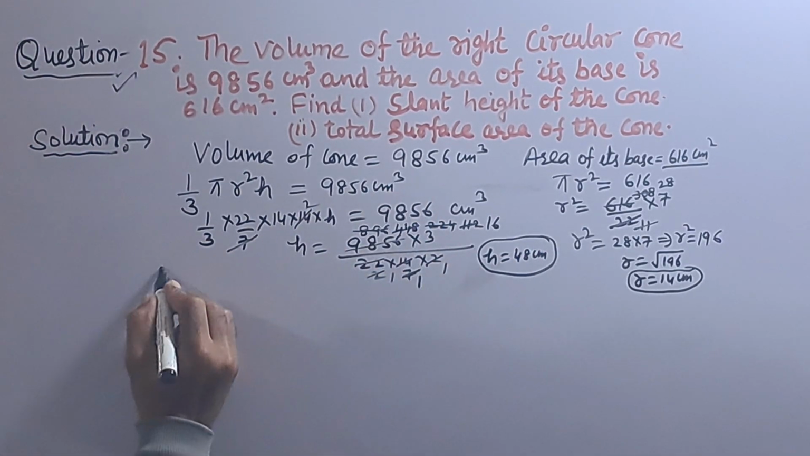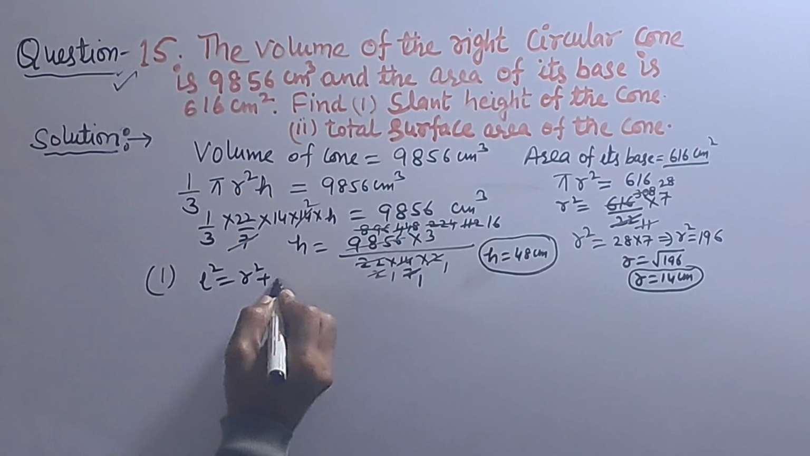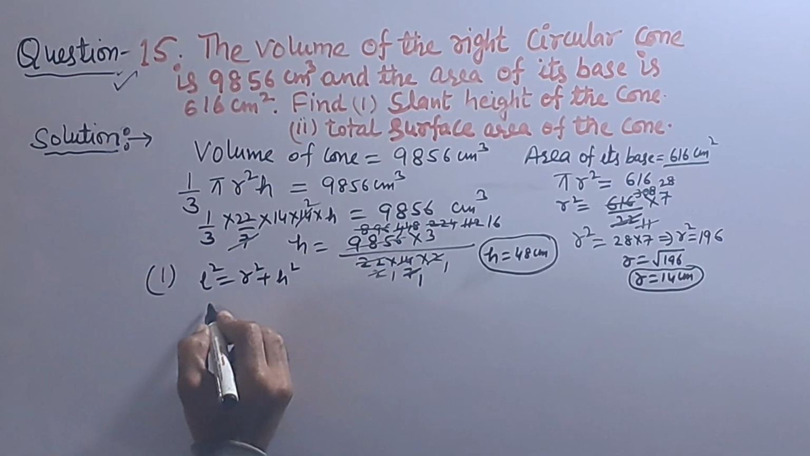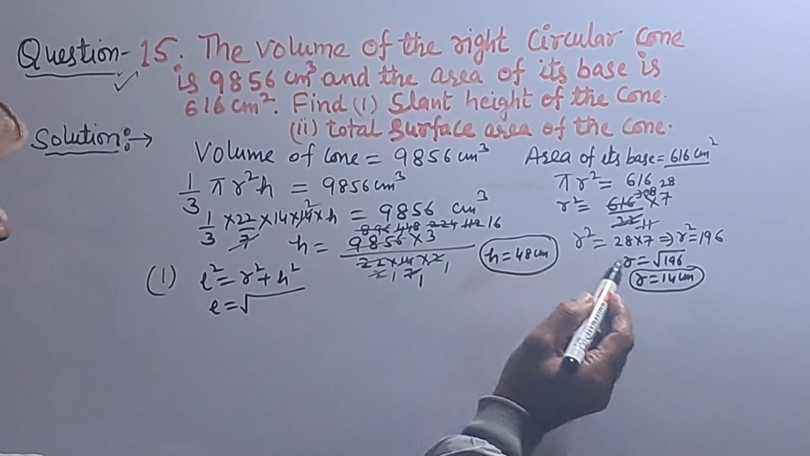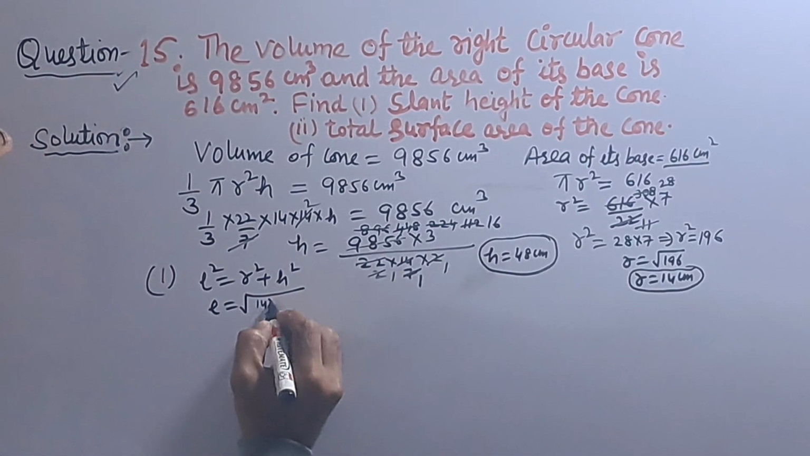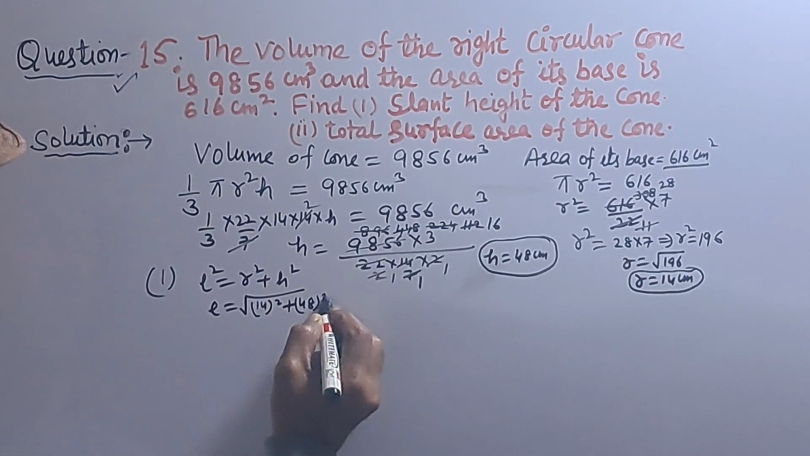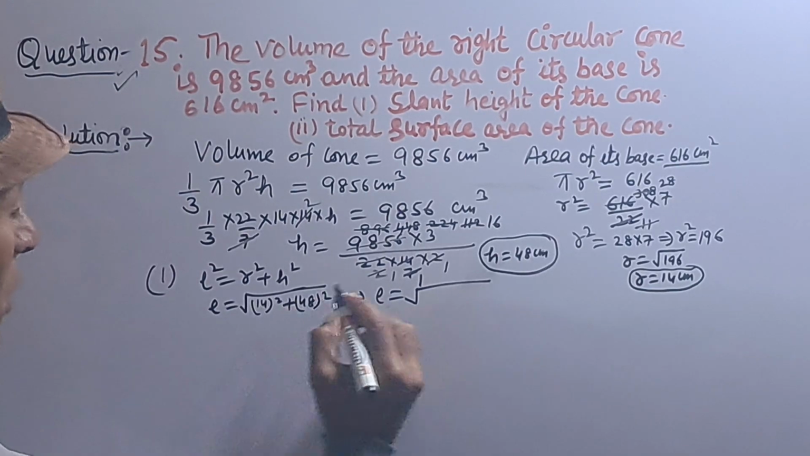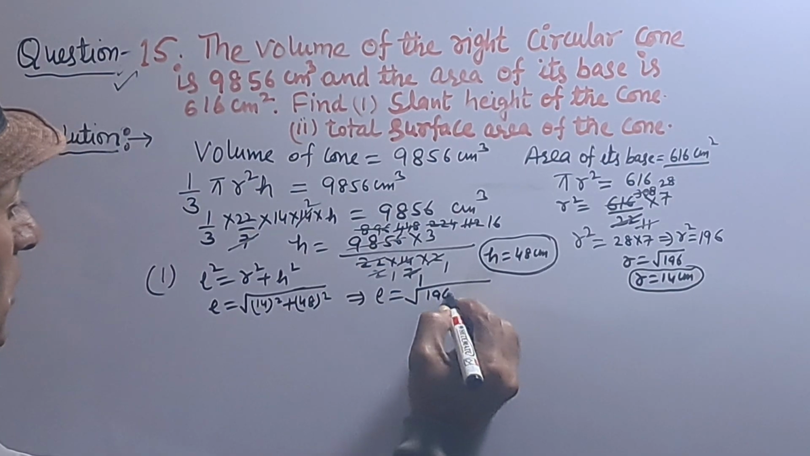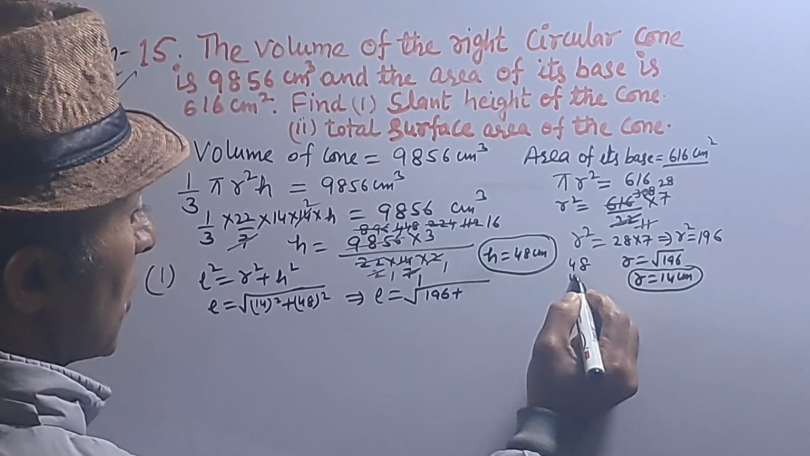And slant height, first part, slant height, that is L square is equal to R square plus H square. So L is equal to under root of R square, R is 14, 14 square plus 48 square, which implies L is equal to 14 square is 196 and 48 square, 48 into 48.